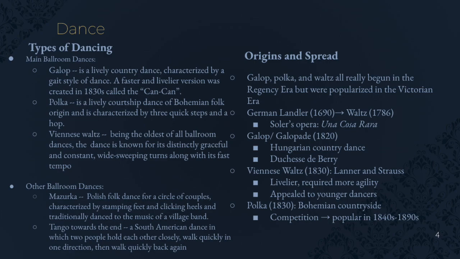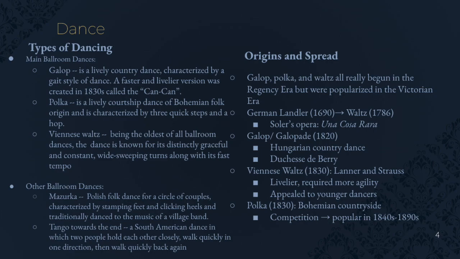Going back to the waltz, in 1830, we see the emergence of the Viennese waltz. We see a return to the German Landler style. The Viennese waltz was also much livelier than the traditional 1786 waltz, and because it required so much more agility than the typical waltz, many more young dancers appealed to it and started using it in their own parties. So this became a very normal waltz to have and was seen all throughout Europe.